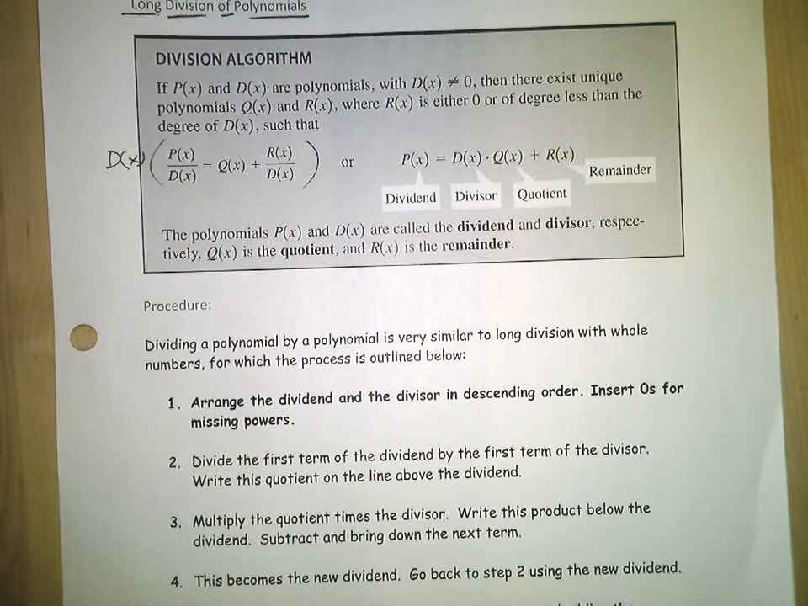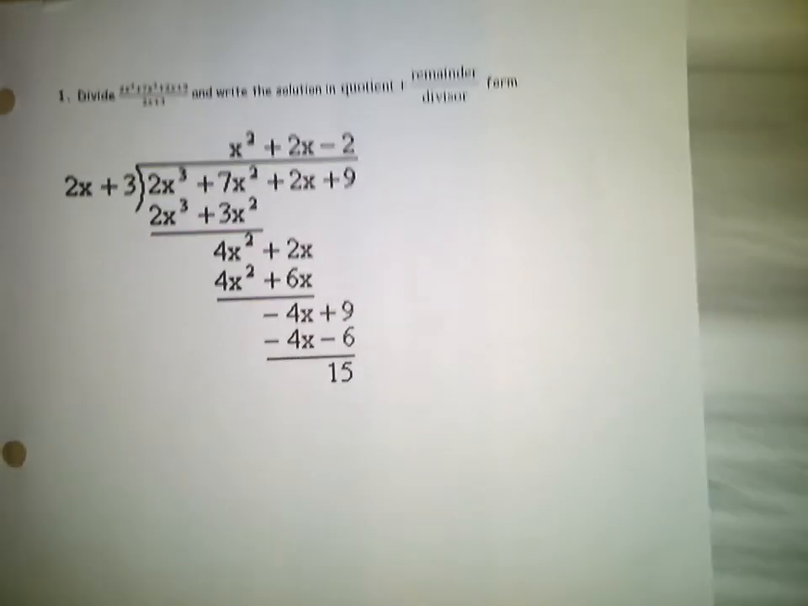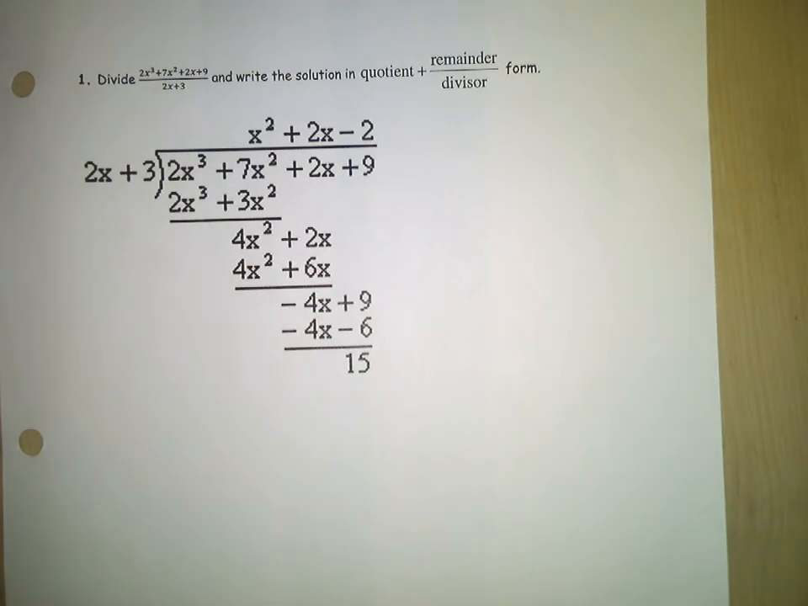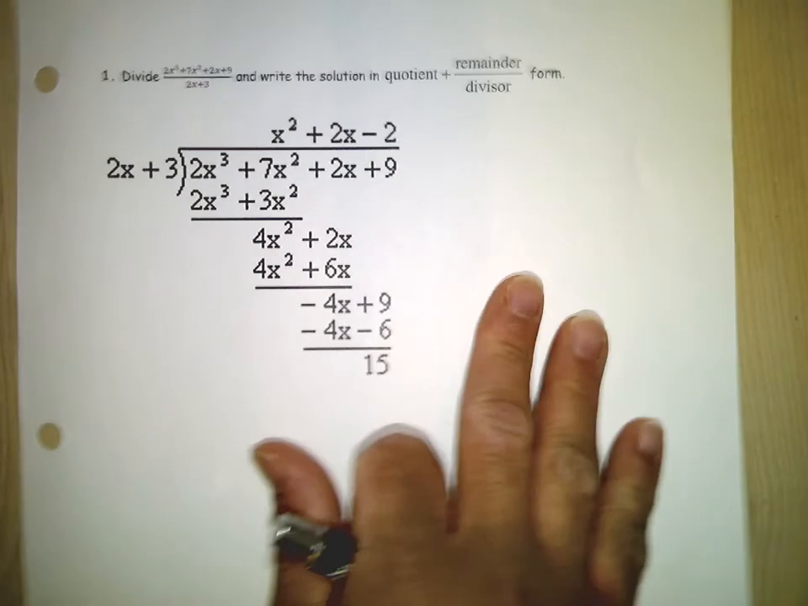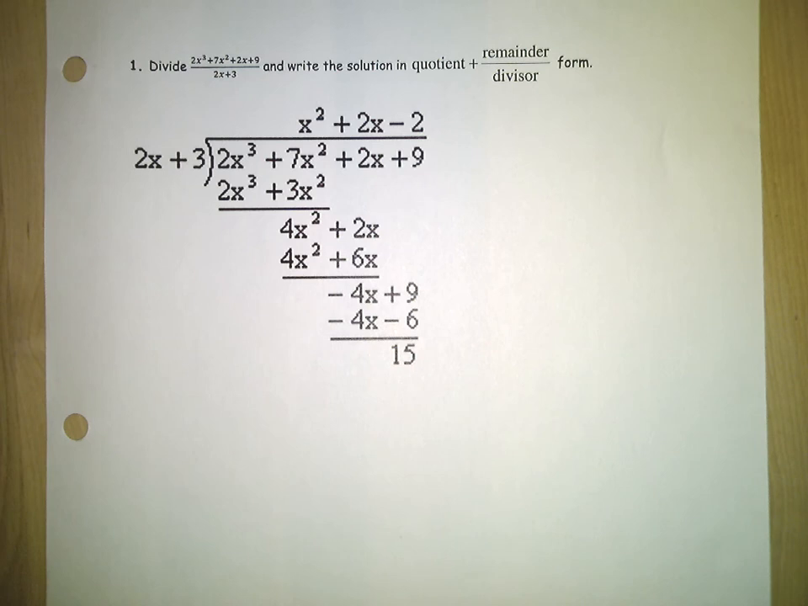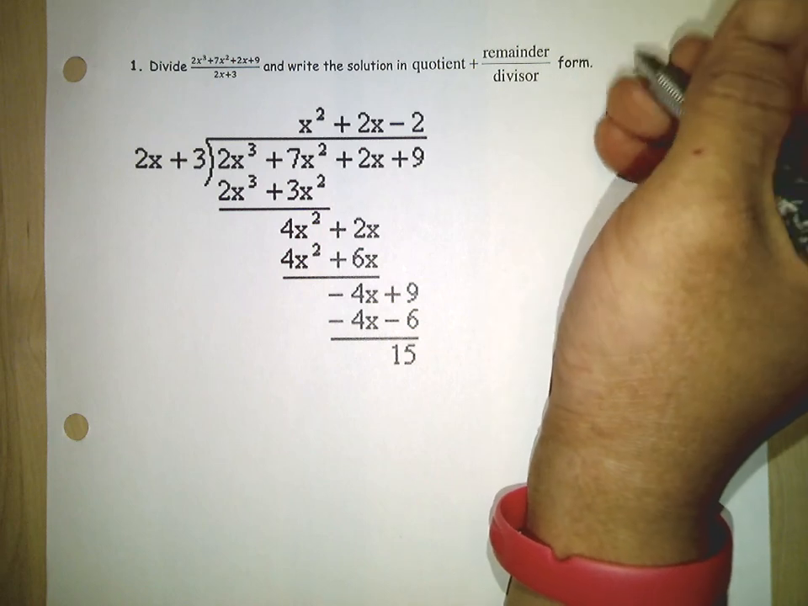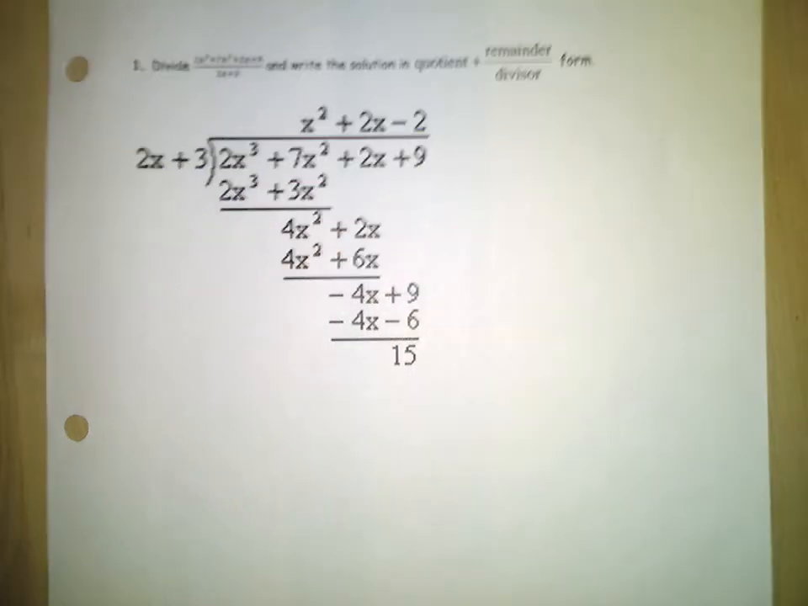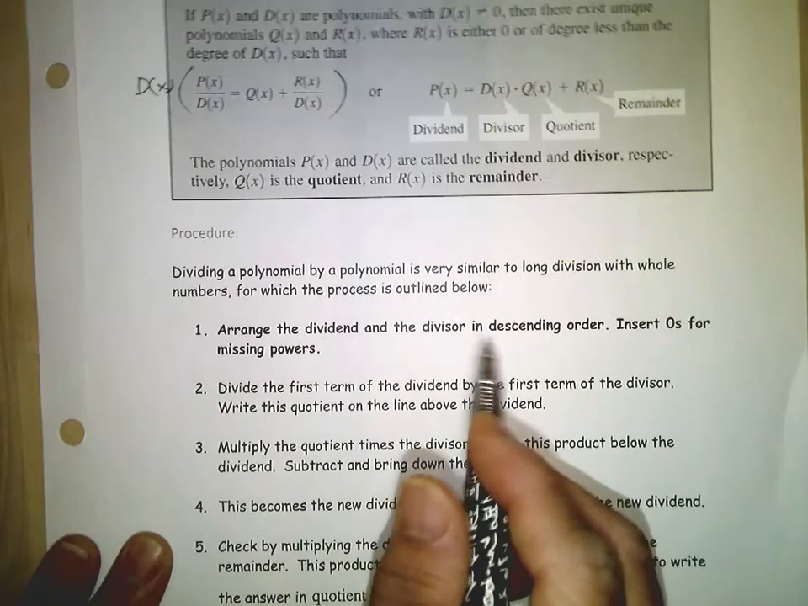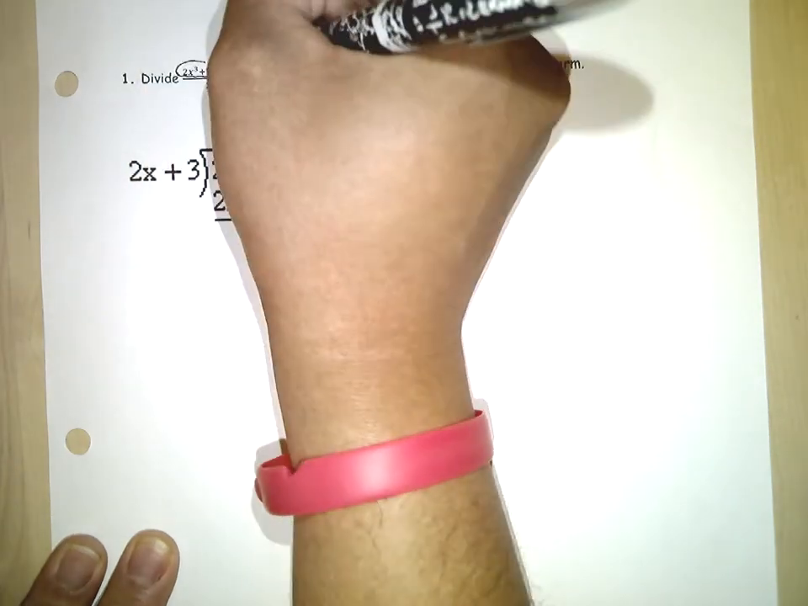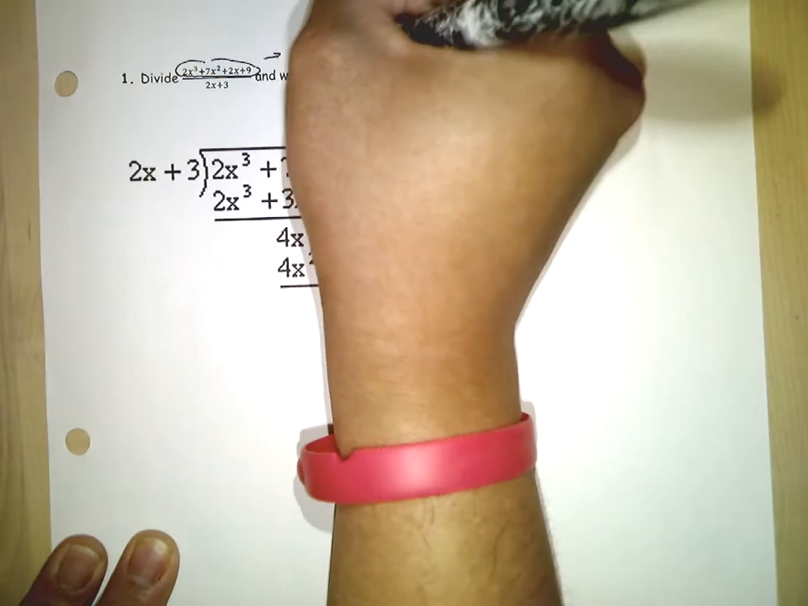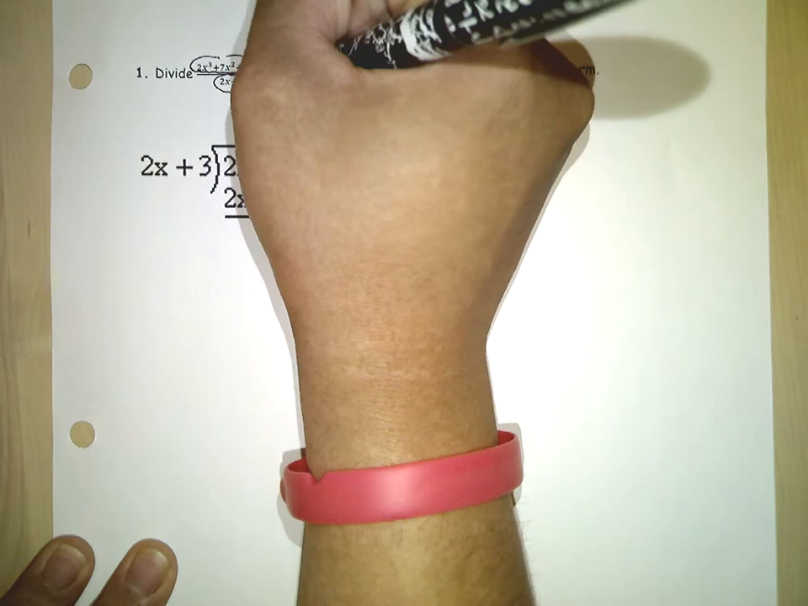Alright, so there is a procedure here for the long division of polynomials, but let's do this through demonstration of an example. If we want to divide 2x to the third plus 7x squared plus 2x plus 9 by 2x plus 3 and write the solution in quotient plus remainder over divisor form, then here's what we would need to do. Step 1 is to arrange the dividend and the divisor in descending order and insert 0 for missing powers. Remember, this numerator here is what we call the dividend, and the denominator is the divisor.